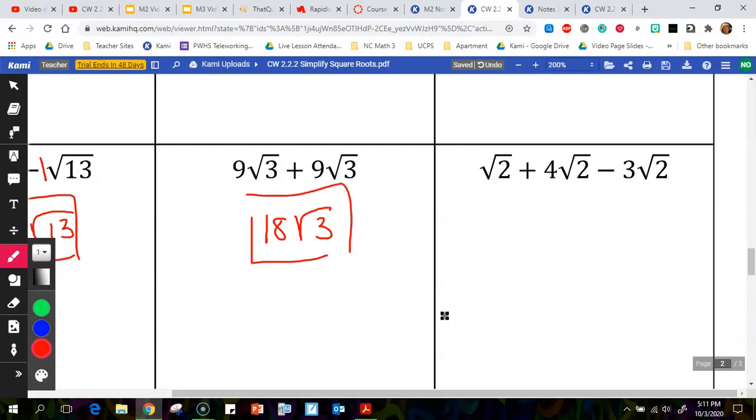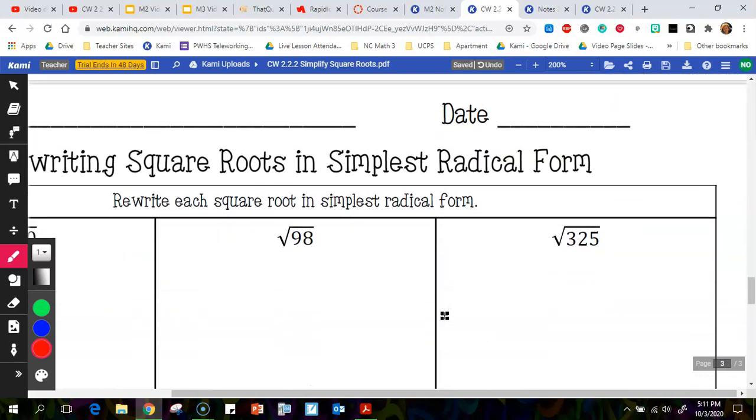And the next one is, let's see, that's a 1 right there. So 1 plus 4, 5 minus 3, 2 root 2. All right, and I think that's it for that section. That was a whole page of practice. All right, let's move on.